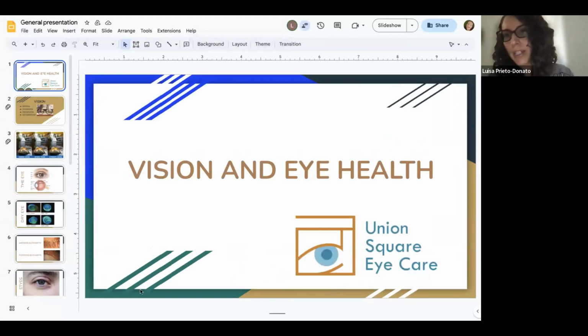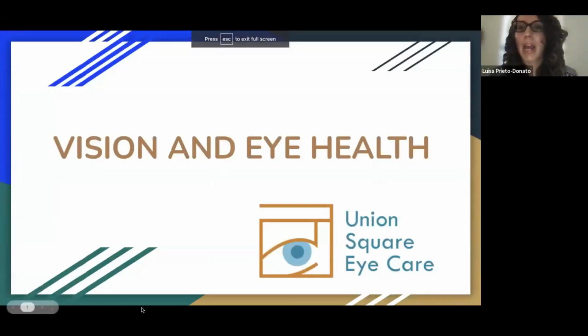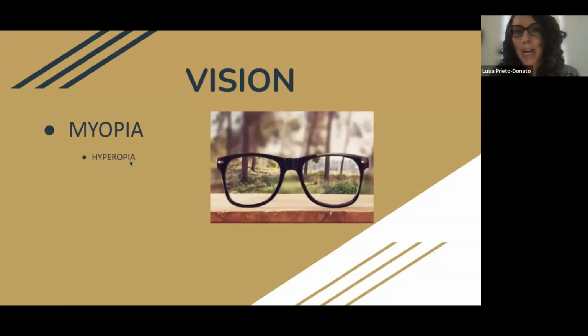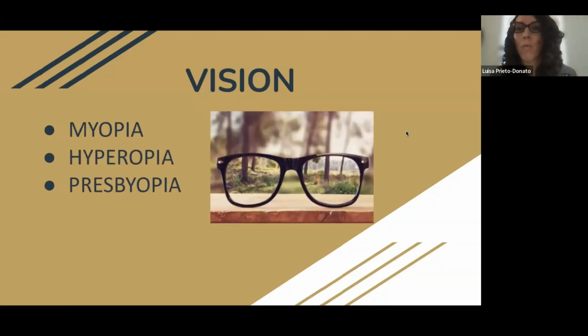And today I just wanted to speak to you guys about vision and overall eye health and present some of the most common conditions we see in practice. First of all, I wanted to start off by speaking about vision in general. Why most people come in is because they're having trouble seeing. And there's different types of what we call refractive error. You could be either myopic, which means you're nearsighted, hyperopic, which means you're farsighted, presbyopic, and then there's astigmatism, and we'll go over all of these shortly.